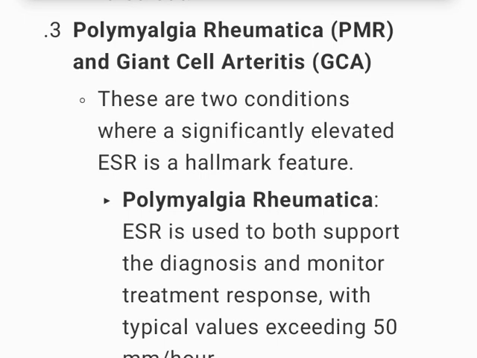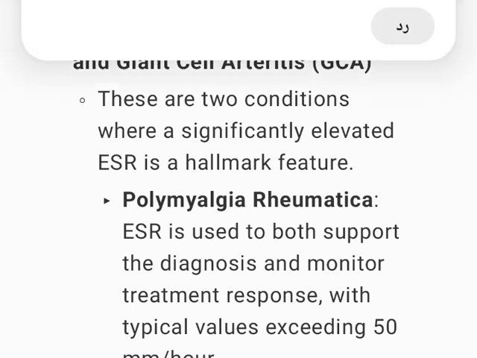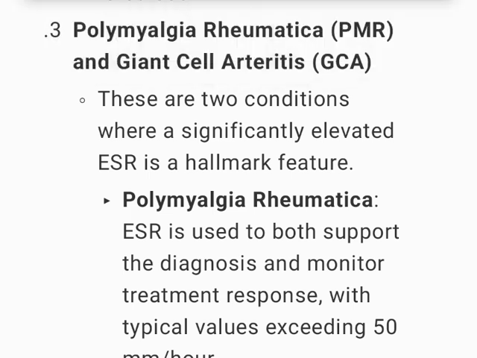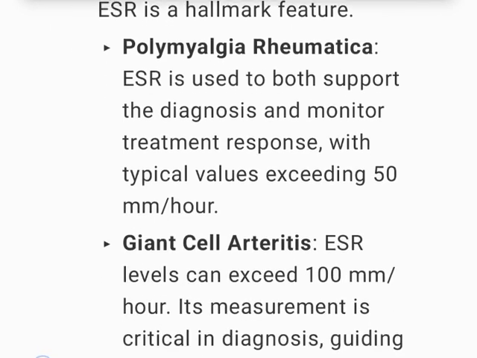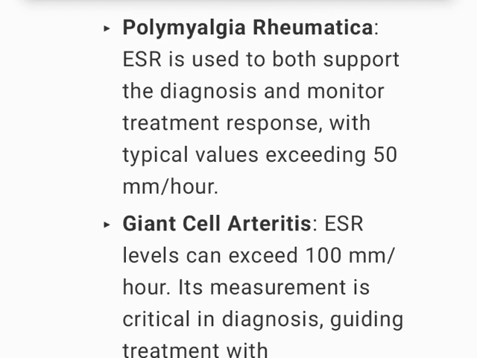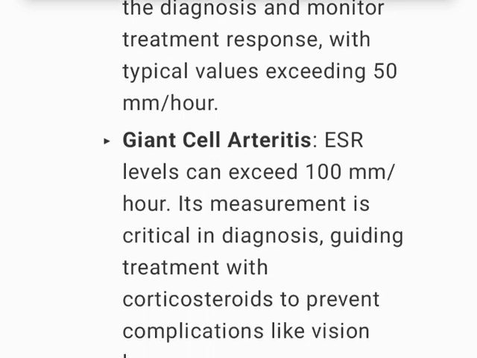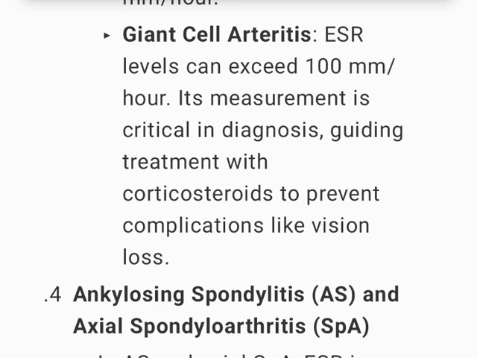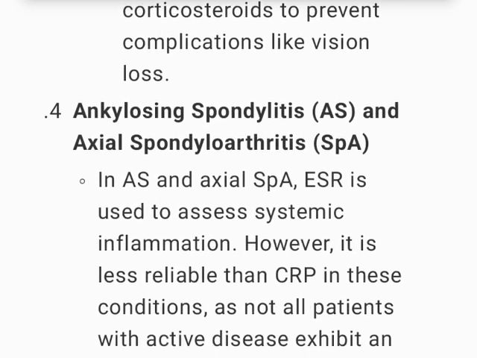3. Polymyalgia rheumatica and giant cell arteritis, GCA. These are two conditions where a significantly elevated ESR is a hallmark feature. Polymyalgia rheumatica: ESR is used to both support the diagnosis and monitor treatment response, with typical values exceeding 50 millimeters per hour. Giant cell arteritis: ESR levels can exceed 100 millimeters per hour. Its measurement is critical in diagnosis, guiding treatment with corticosteroids to prevent complications like vision loss.